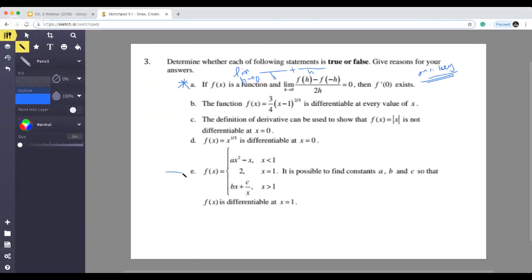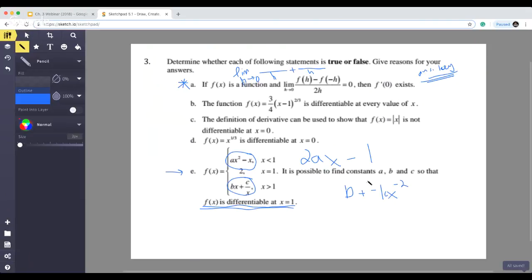As far as 3e is concerned, here's the key idea. If f of x is differentiable at 1, that means that the slopes from the left have to match the slopes from the right, or the derivative from the left has to match the derivative from the right. So I take the derivative of the left expression, which is this one, 2ax minus 1, and the derivative of the right expression, which ends up being b plus, and then this is c x to the negative 1. So it is negative 1x to the negative 2. Or there should be a c there.